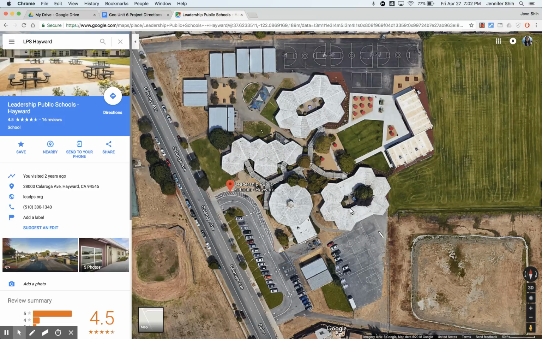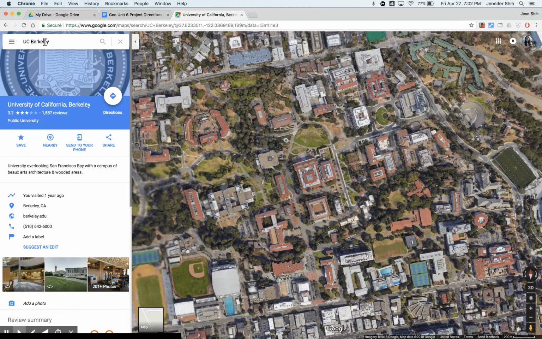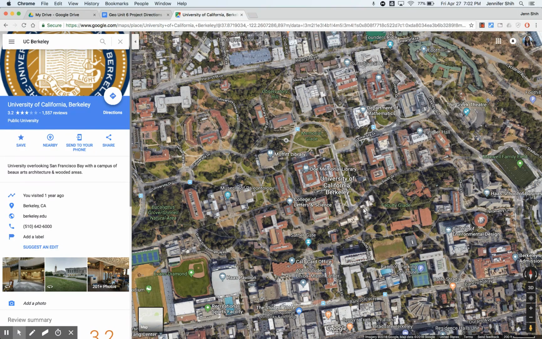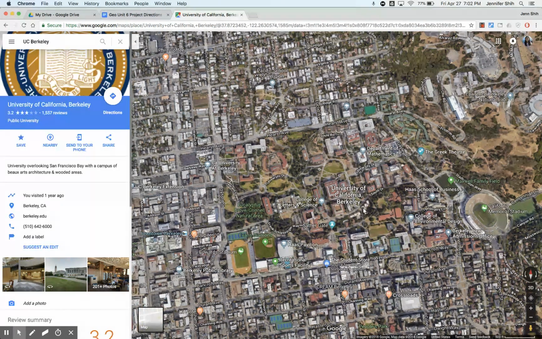To find images for our project, you can go to Google Maps, which is maps.google.com, and you can type in any location. So let's go to one of my favorite places ever, and that is UC Berkeley. So now I'm transported all the way to Berkeley.